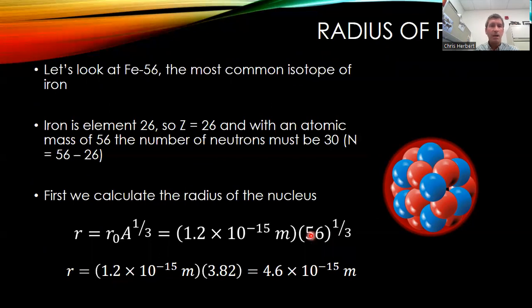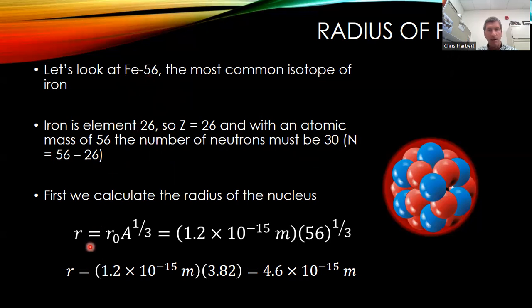So let's do the radius of iron-56. This is the most common isotope of iron, and in terms of binding energy, it has one of the largest binding energies of all the nuclei. Iron is element 26, so Z is equal to 26. That's 26 protons. Given that it's element 56, there would be 30 neutrons: 56 minus 26, the atomic mass number minus the atomic number, gives you the number of neutrons. The number of protons isn't what's important here. It's the atomic mass number.